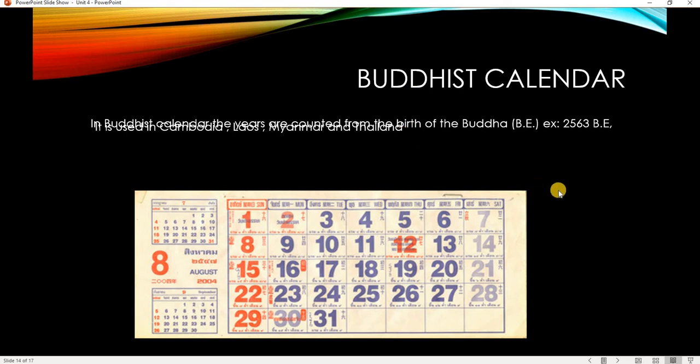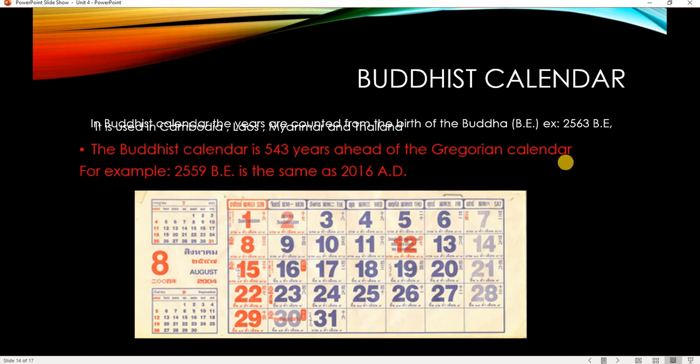The Buddhist calendar is used in Cambodia, Laos, Myanmar, and Thailand. The Buddhist calendar is 543 years ahead of the Gregorian calendar. For example, 2559 BE is the same as 2016 AD.